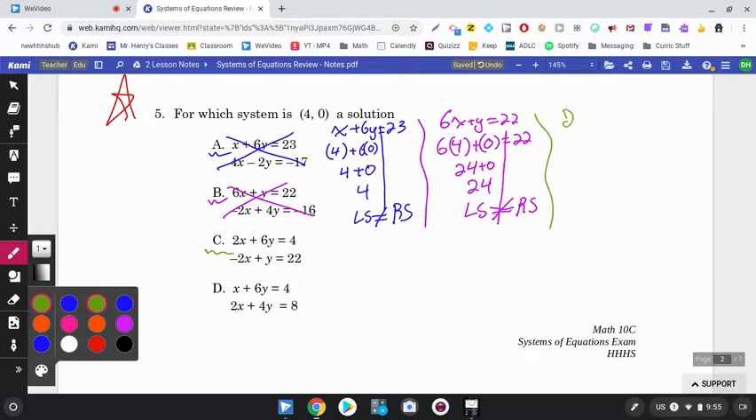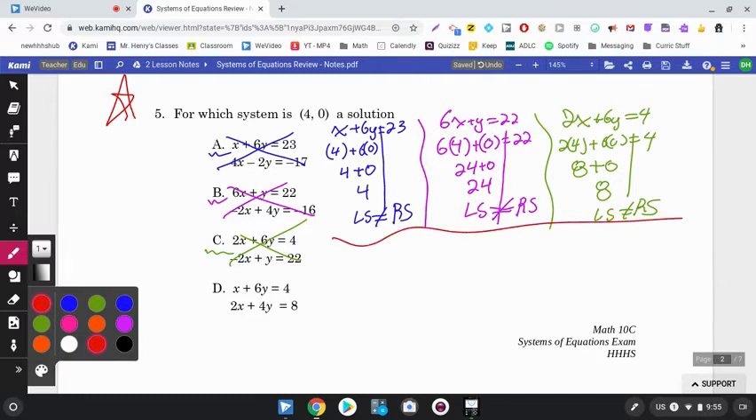So I'm not doing that much work, and I'm going to be able to find my answer. All right, 2x plus 6y is supposed to equal 4. 2 times 4 plus 6 times 0 is supposed to equal 4. No. 8 plus 0 is 8. Left side does not equal right side. So I know my answer. I know it's D. But just for the sake of this, let's actually prove it.